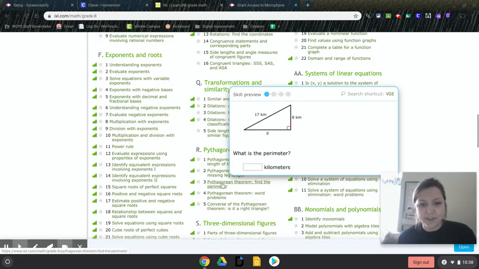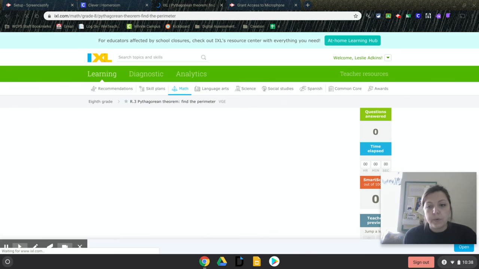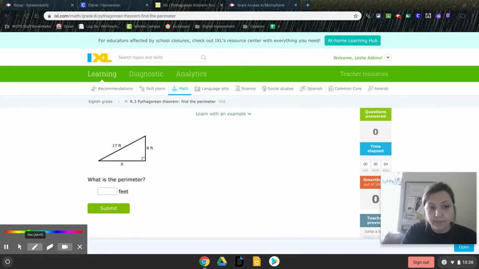All right, R3, finding the perimeter. In order to find the perimeter, we need to know the entire distance around the triangle. So you're going to have to find your missing leg in order to figure out the entire perimeter. The perimeter is this green line here. It's the distance completely around the triangle. So you solve for your missing leg.